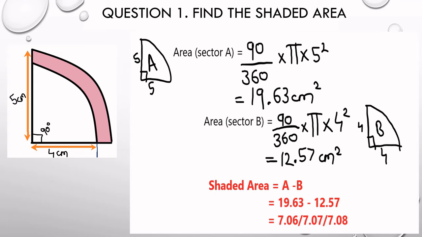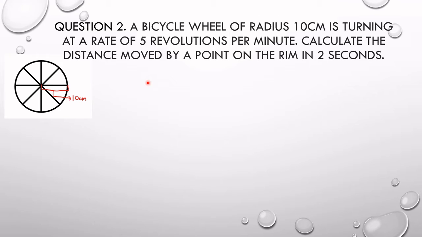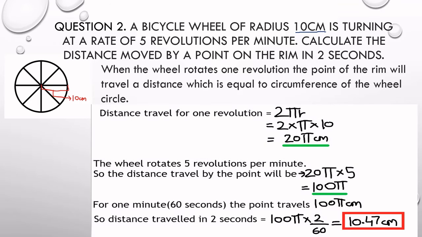Let's move on ahead. The second question is a little tricky. It says a bicycle wheel of radius 10 centimeters is turning at a rate of 5 revolutions per minute. Calculate the distance moved by a point on the rim in 2 seconds. So you need to focus while understanding this. This is the bicycle wheel, and over here is the 10 centimeter radius which it is talking about. So we'll go step by step.